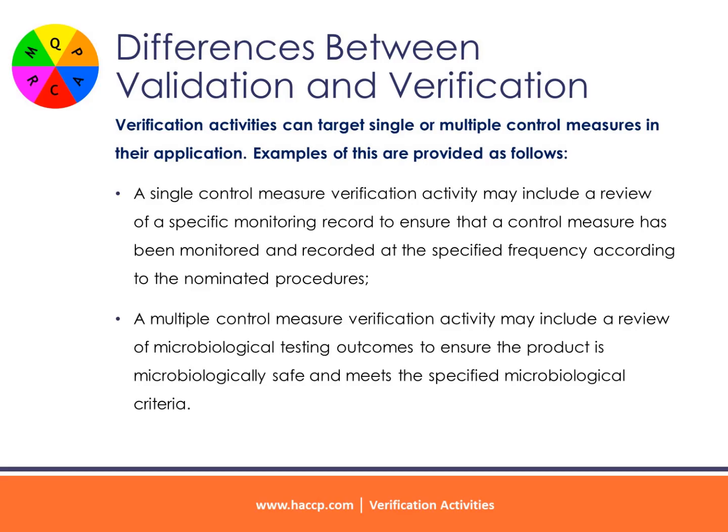Verification activities can target single or multiple control measures in their application. Examples of this are provided as follows. A single control measure verification activity may include a review of a specific monitoring record to ensure that a control measure has been monitored and recorded at the specified frequency according to the nominated procedures. A multiple control measure verification activity may include a review of microbiological testing outcomes to ensure the product is microbiologically safe and meets the specified microbiological criteria.